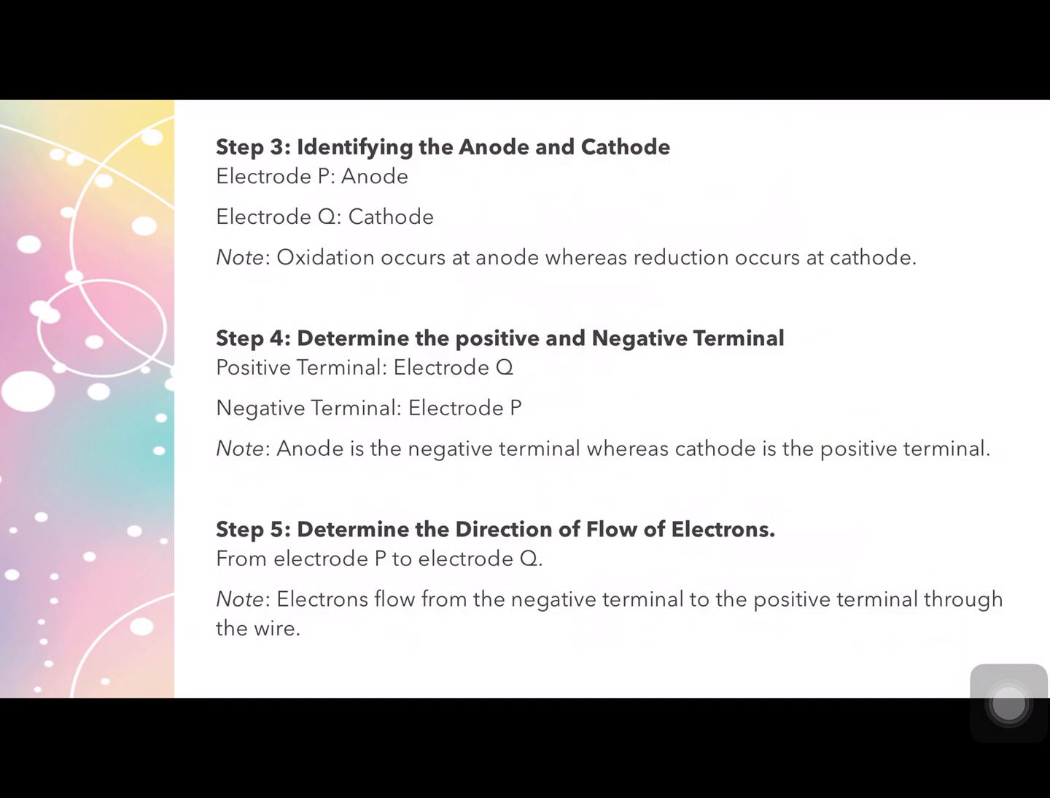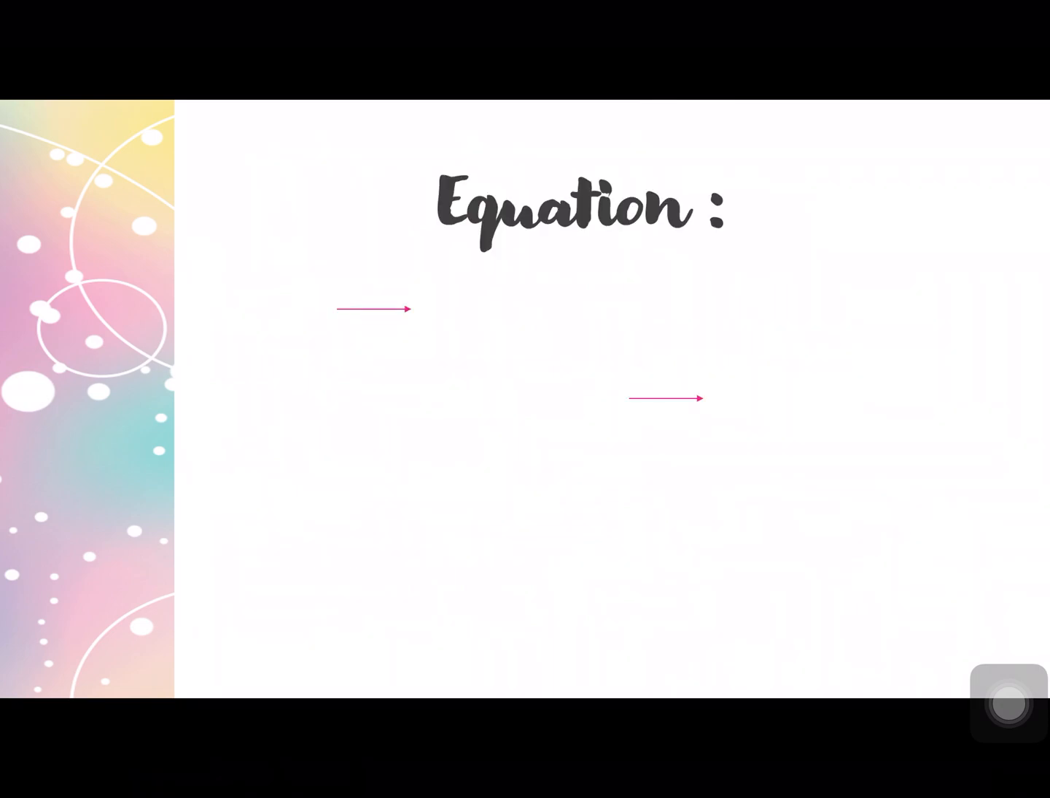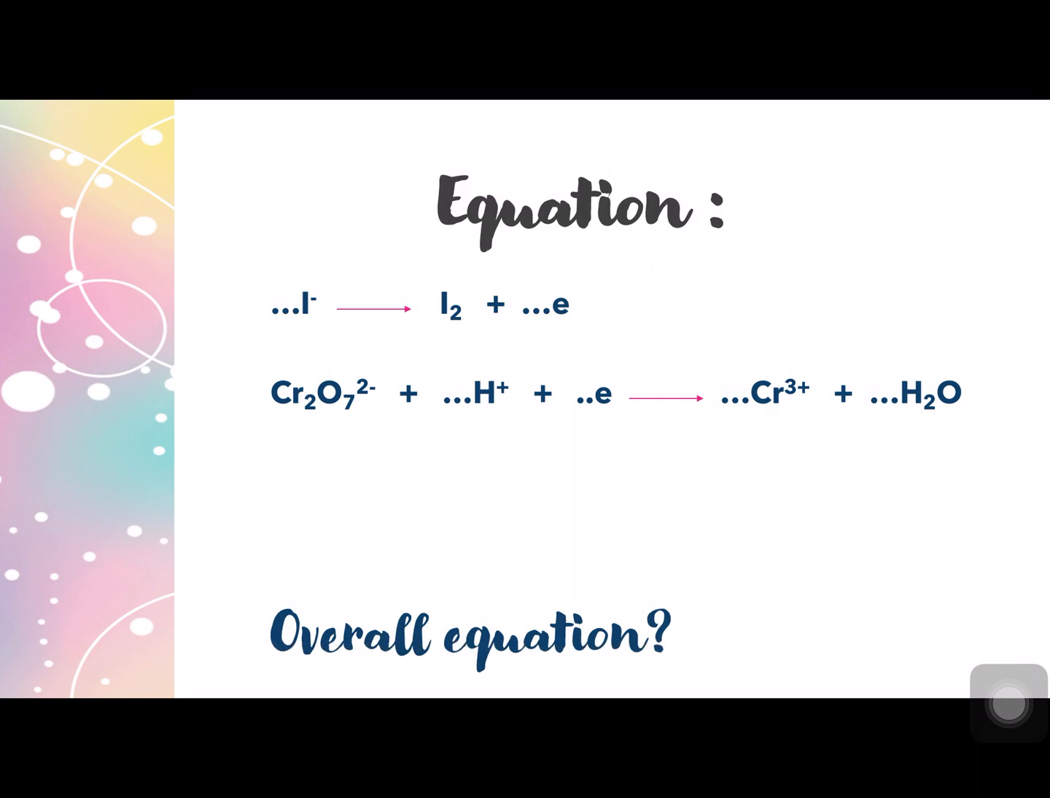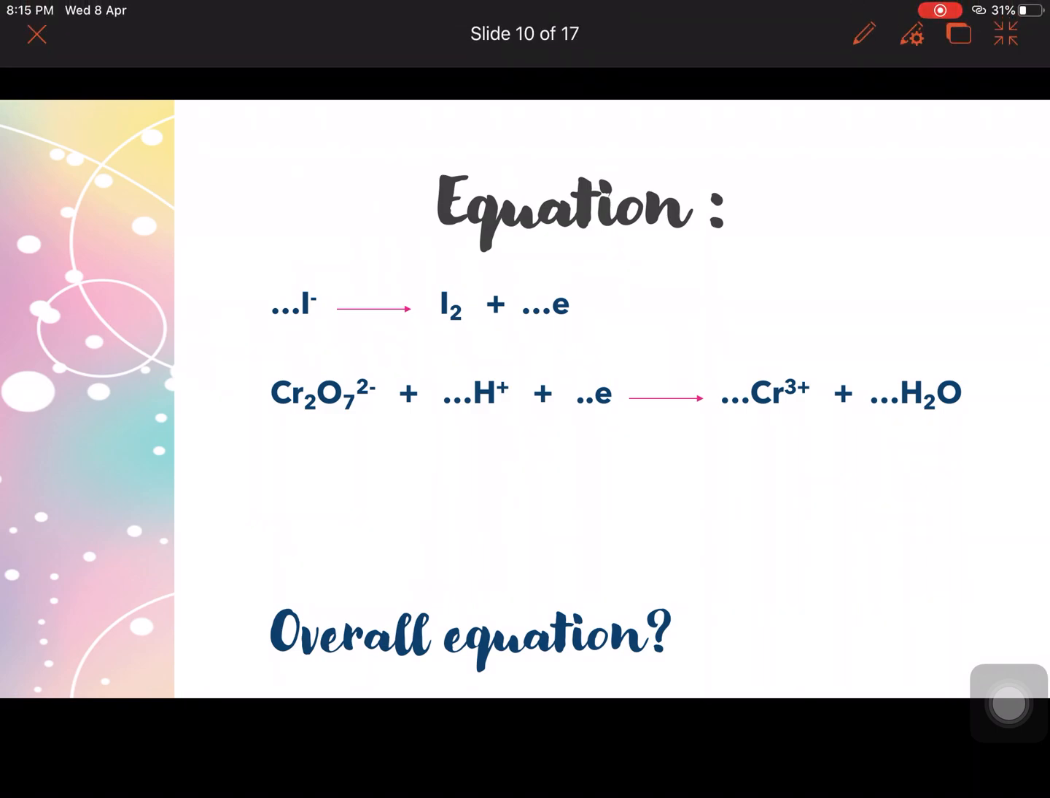Okay, so step 3 done. Step 4 also done. Step 5 also done. Determine the direction of flow of electrons from electrode P to electrode Q. Remember, the movement of electron must be from negative terminal to the positive terminal. Okay. Yang half equation tadi. Okay. Just now we already write the half equation for both of the reaction.